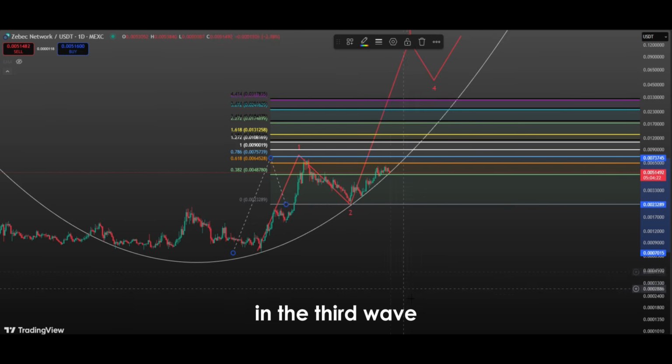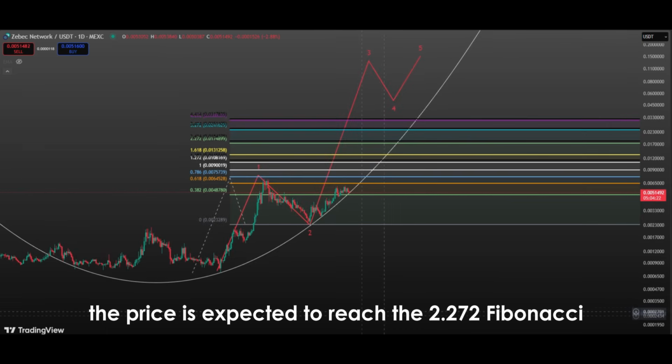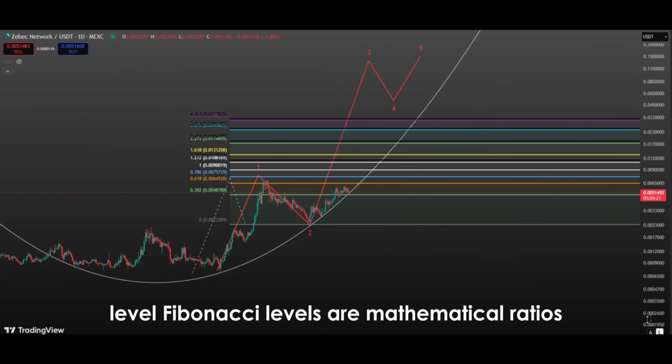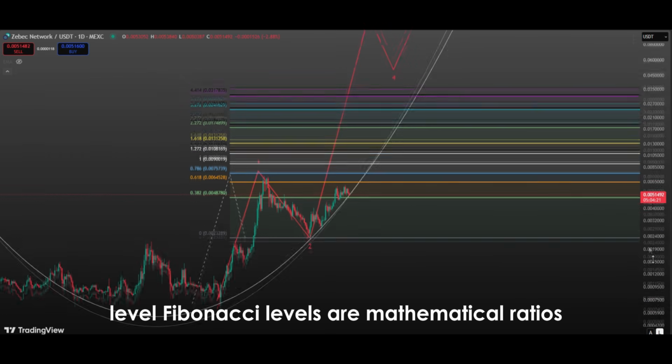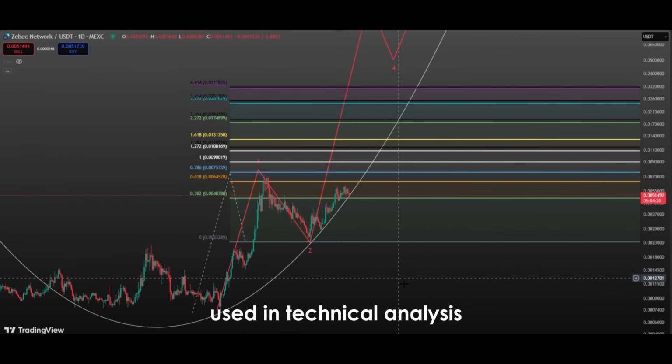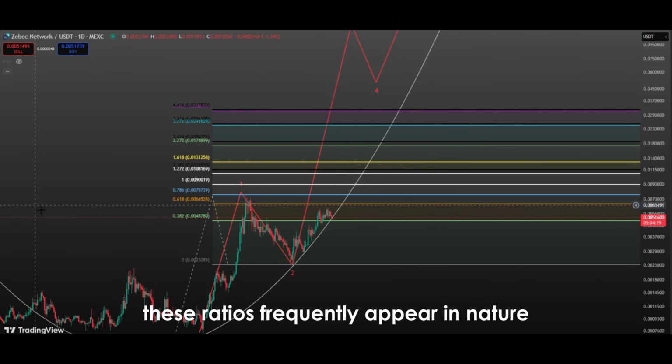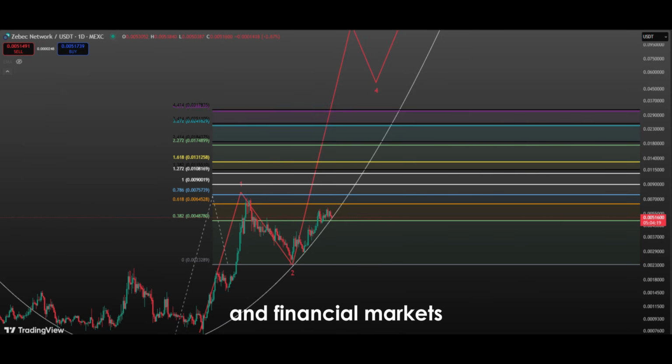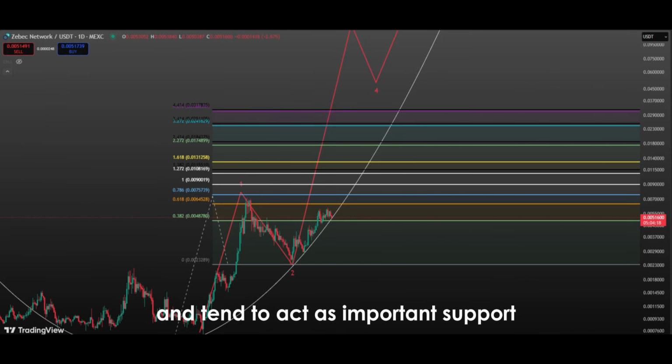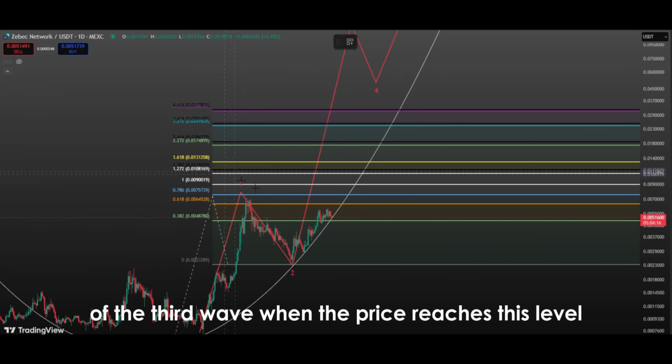In the 3rd wave, the price is expected to reach the 2.272 Fibonacci level. Fibonacci levels are mathematical ratios used in technical analysis to identify retracement and extension points. These ratios frequently appear in nature and financial markets and tend to act as important support or resistance levels for price movements. The 2.272 level is a critical point, often tracked as the extension target of the 3rd wave.